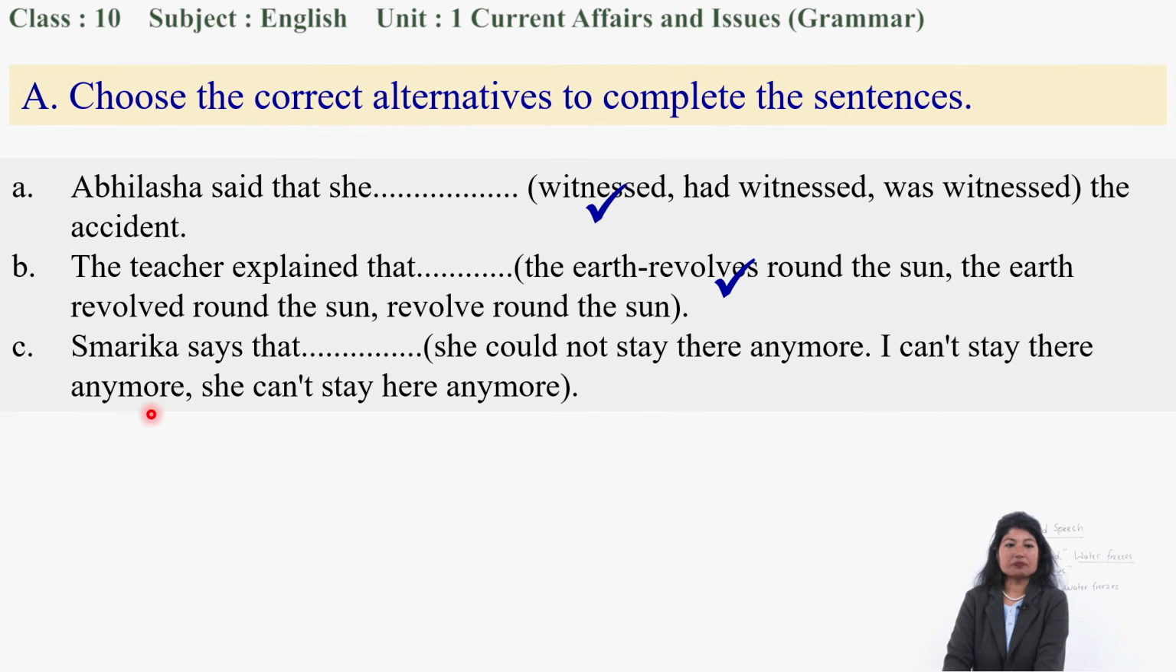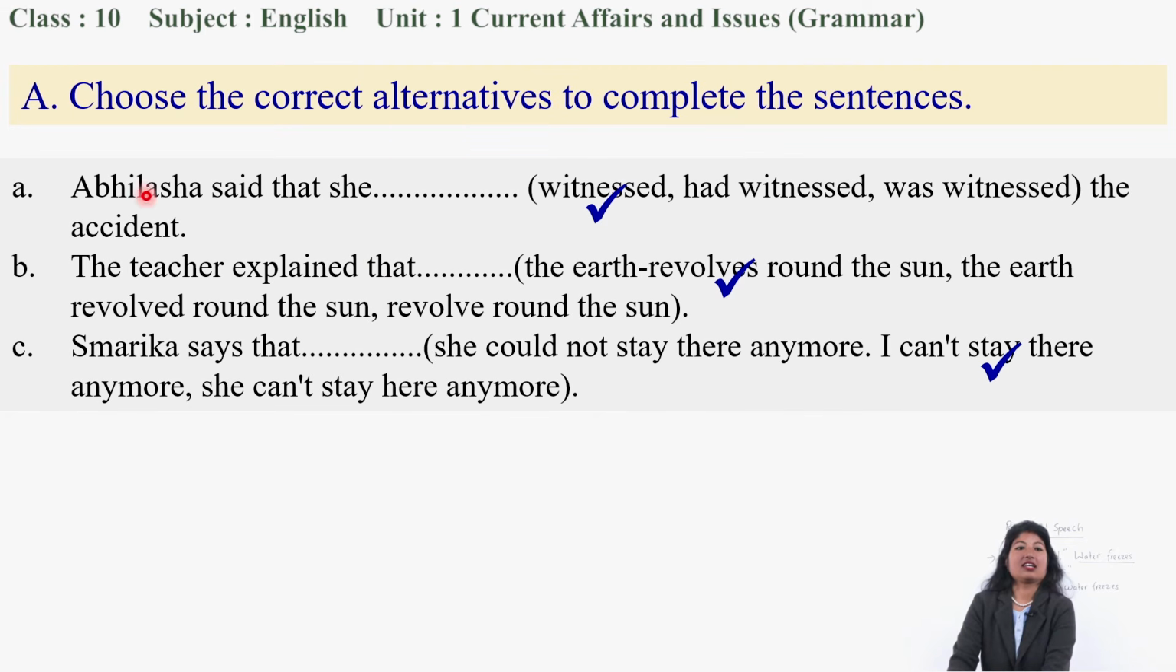Let's move to next. Smarika says that she could not stay there anymore. I can't stay there anymore. She can't stay here anymore. The right option is I can't stay there anymore.